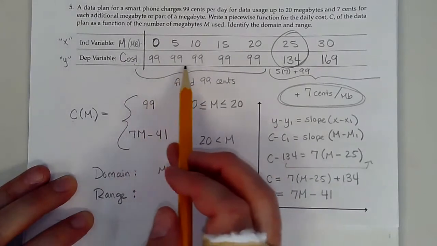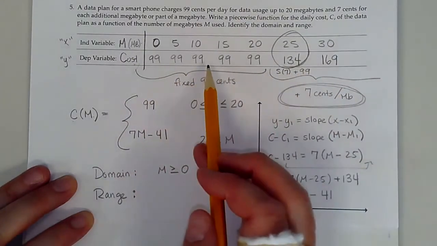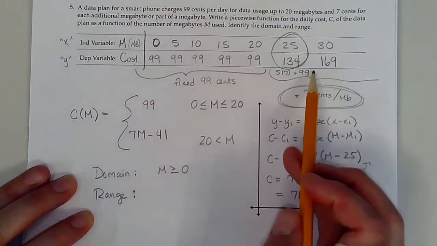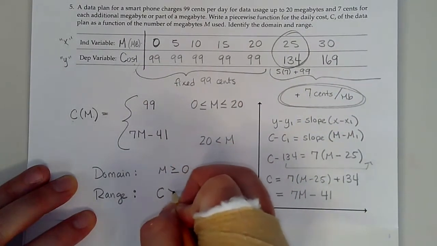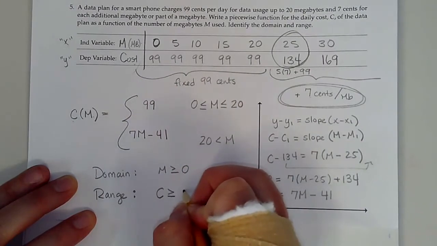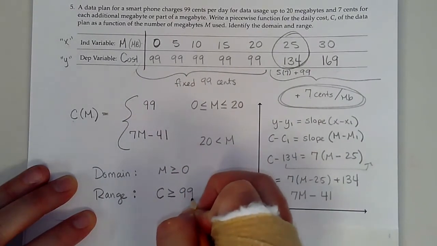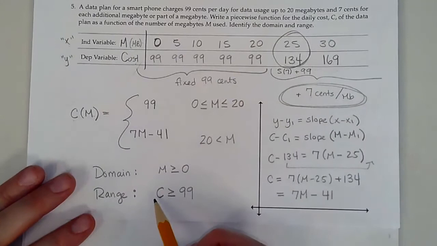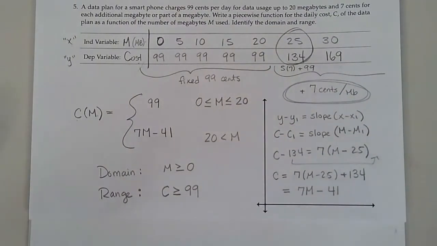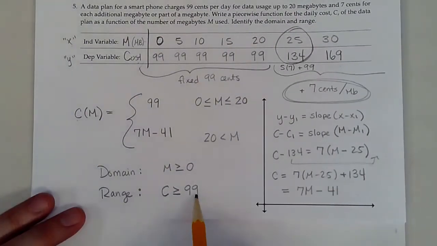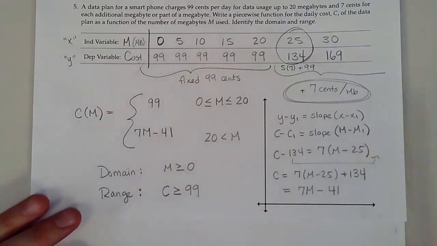And then for the range, we're looking at the values of the dependent variable, the values of the cost. The smallest value looking at this table is 99, and then all the values from there are going up. So similarly to how we did the megabytes, I'm going to say that the cost is greater than or equal to 99. Okay, it's not infinite. I hope I don't have an infinite phone bill. There's probably, again, some sort of reasonable cutoff, but we don't have that information. So we'll just say that the smallest you can pay is 99 cents, and it goes up from there.